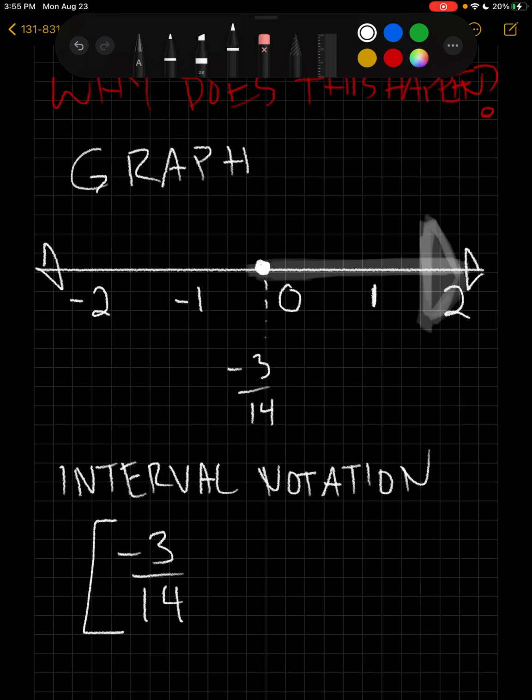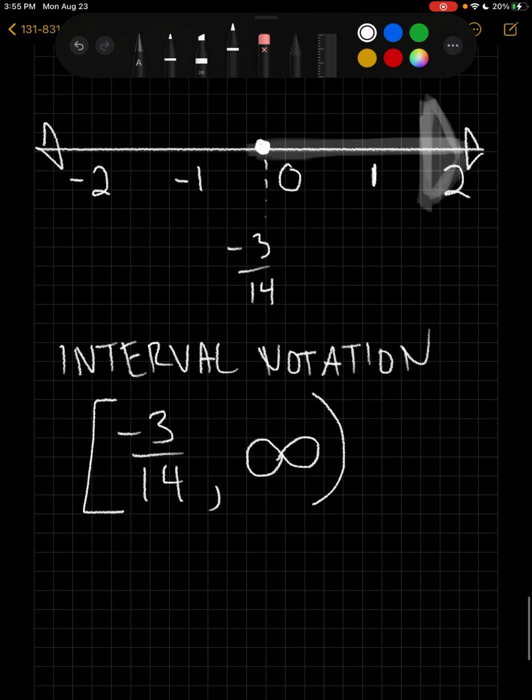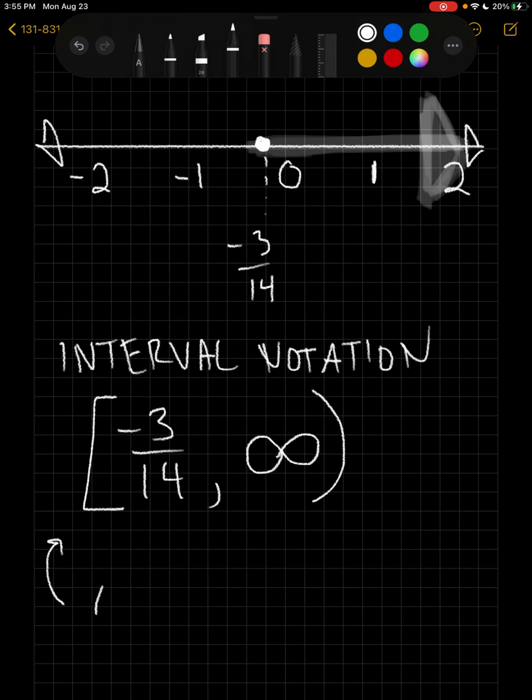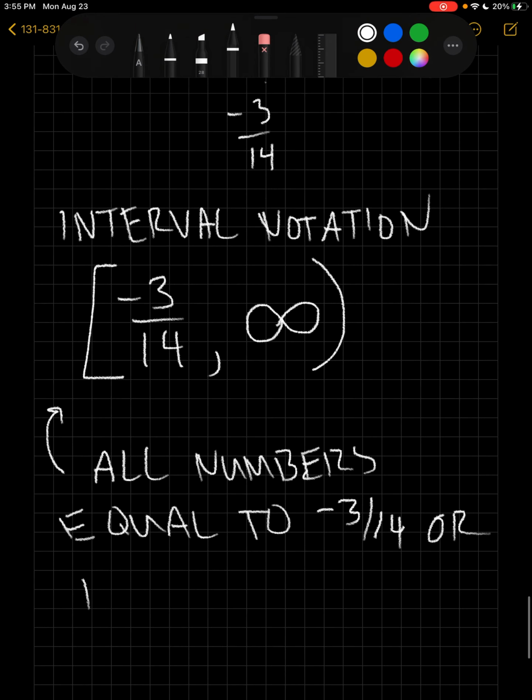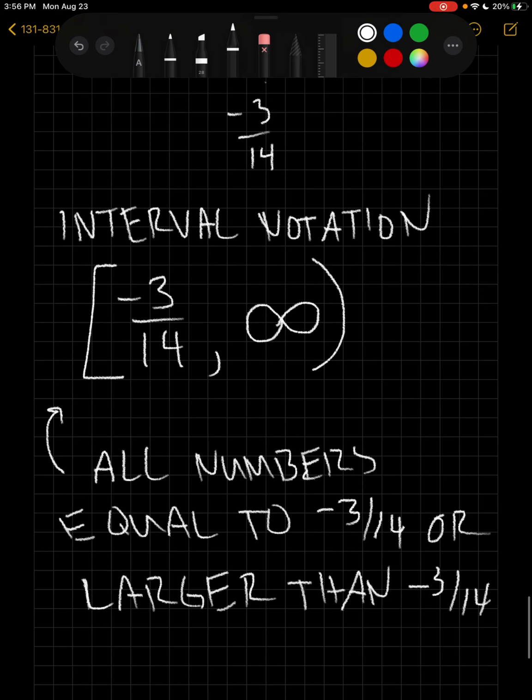So we're going to use a bracket, the infinity symbol, and then parentheses like this. So what this means is all numbers equal to negative 3 over 14 or larger than negative 3 over 14.